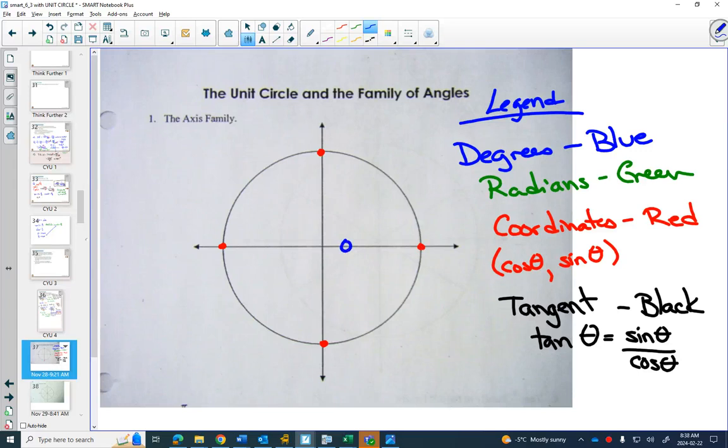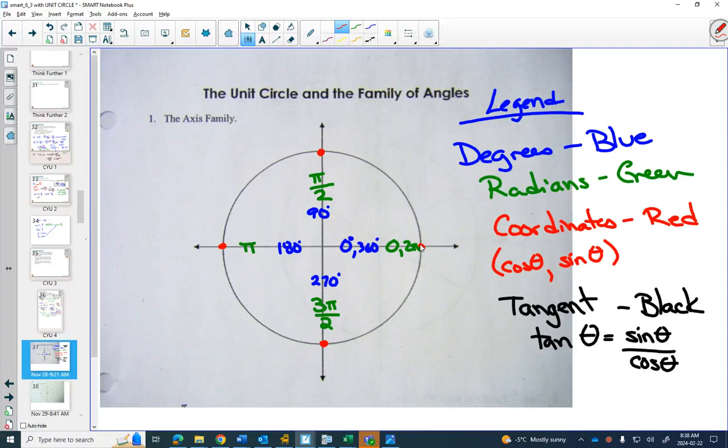So I'm going to put degrees right here. This is 0 degrees or 360 degrees if you went all the way around. This would be 90 degrees, 180 degrees, and 270 degrees. In radians, this is 0 and 2 pi. 180 was pi. 90 then is half of pi, pi over 2. And 270 is 3 pi over 2.